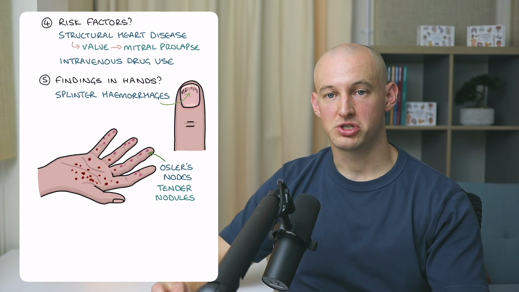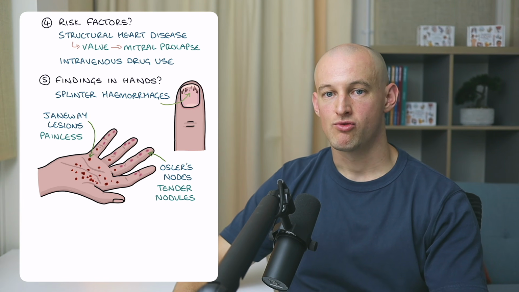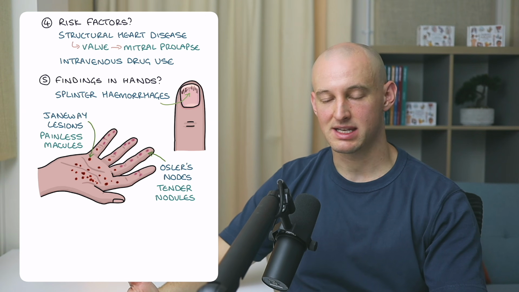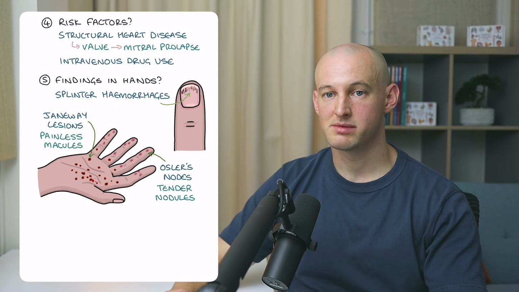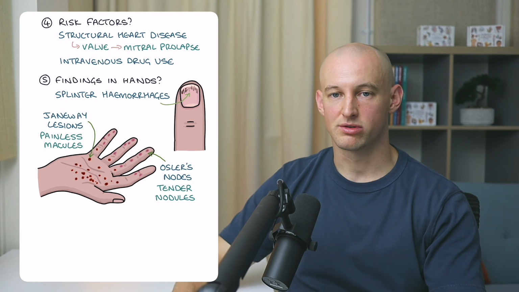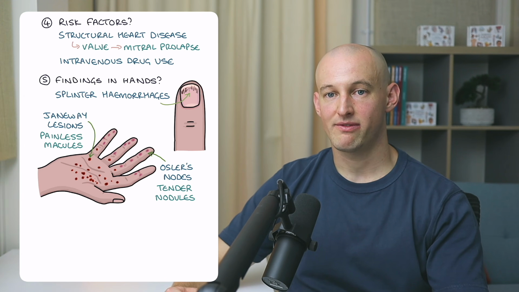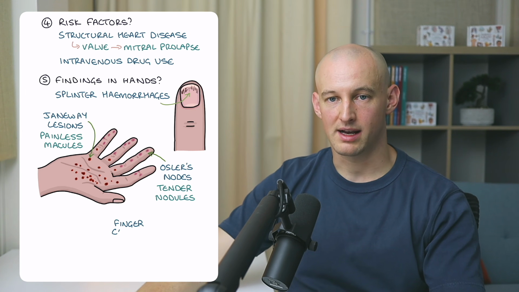The third one is Janeway lesions, and these are painless red flat macules. So they're flat, but you can see red sort of circles, and these tend to affect the palms of the hands and the soles of the feet. And the final one, if it's been there for a while, the infective endocarditis, it can cause finger clubbing.